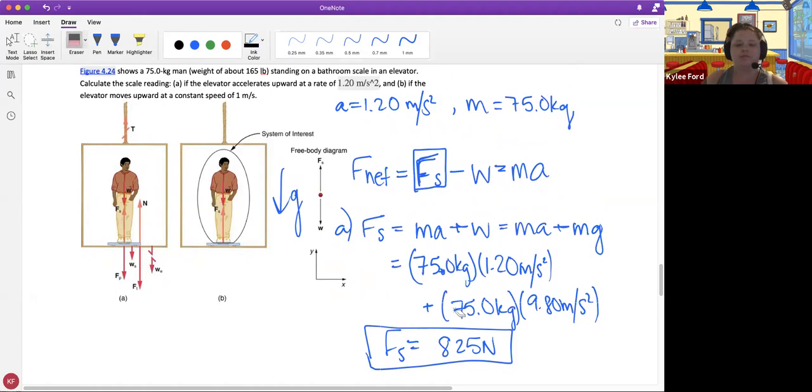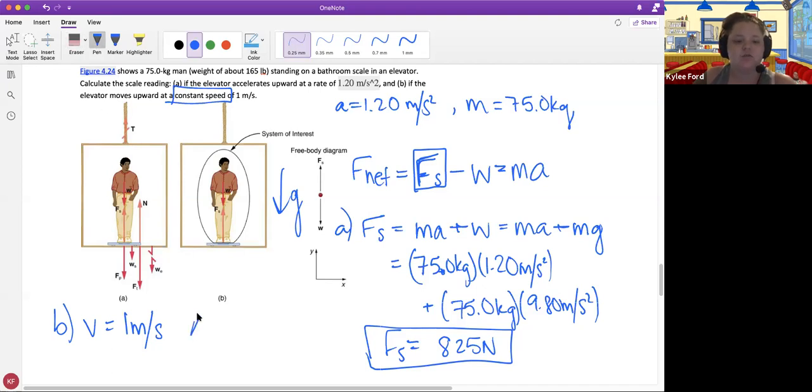So this is our first portion. Our second portion, part B, states that if the elevator is moving upward at a constant speed, so our speed is 1 meter per second, okay? And it says it's a constant speed. So that means that our speed isn't changing, right? So we don't have any change in speed.